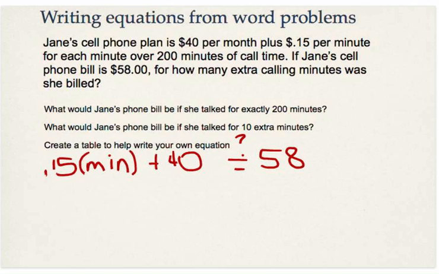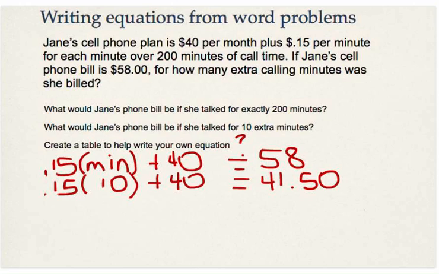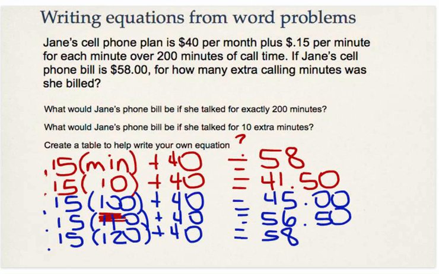If you have your notes from last week, copy that table into your notes now. If not, keep trying to put the extra minutes in. We know that the 15 cents times 10 minutes plus 40 gave us a total of $41.50. When you have a table that does actually equal $58, when you know this number for the number of minutes over, press play again to continue with the movie.